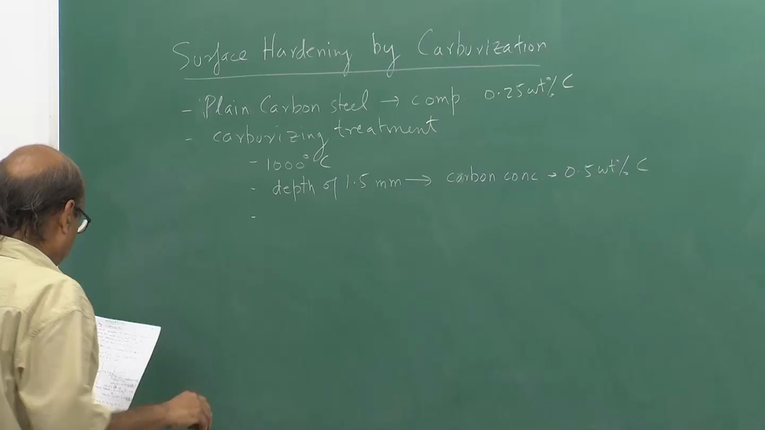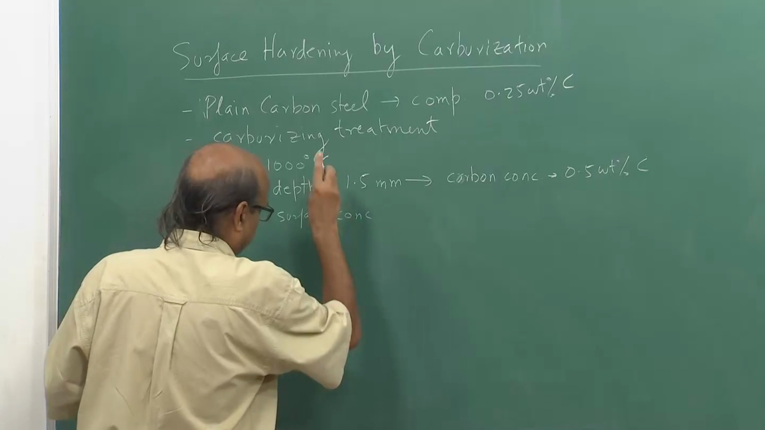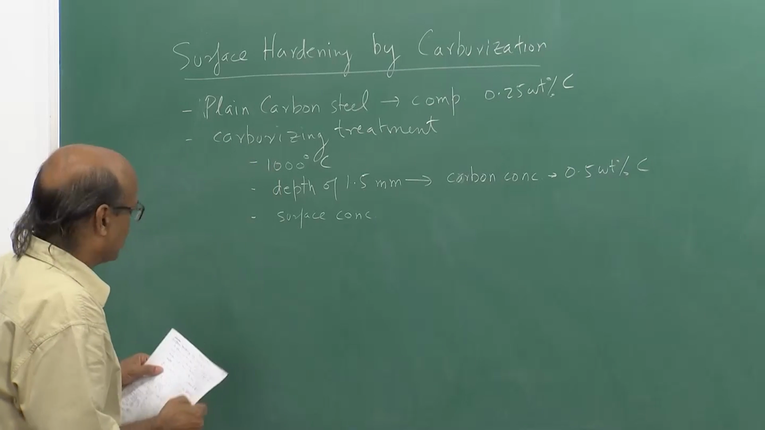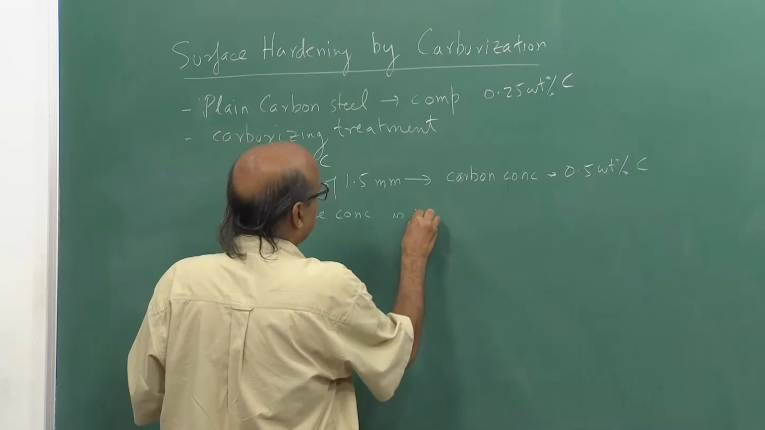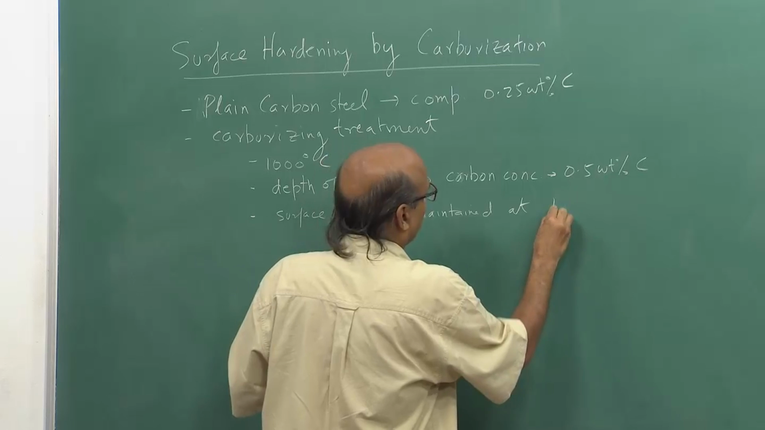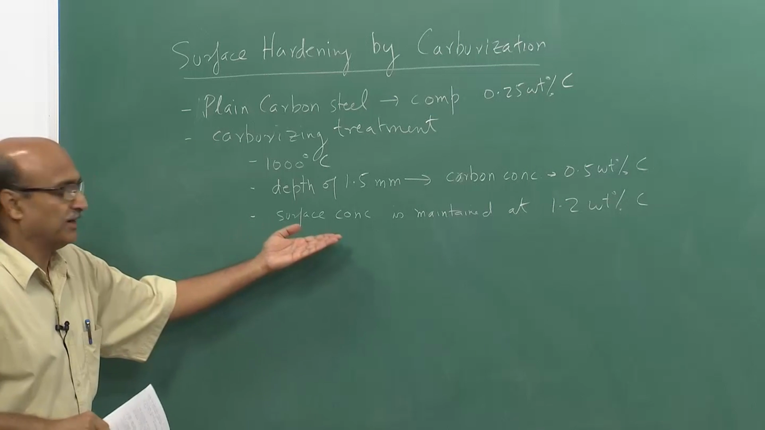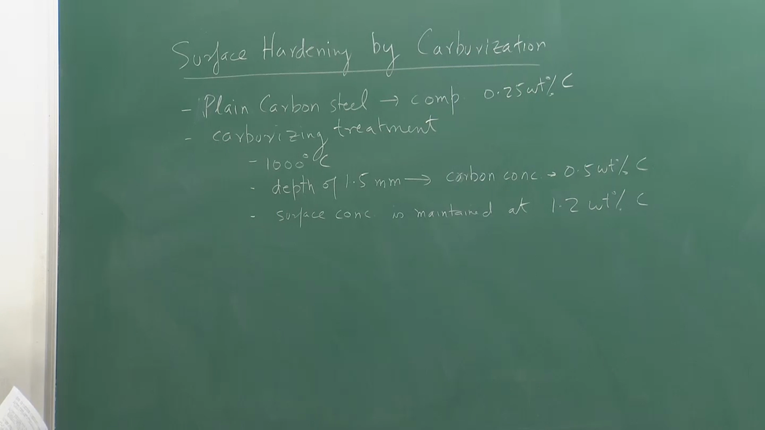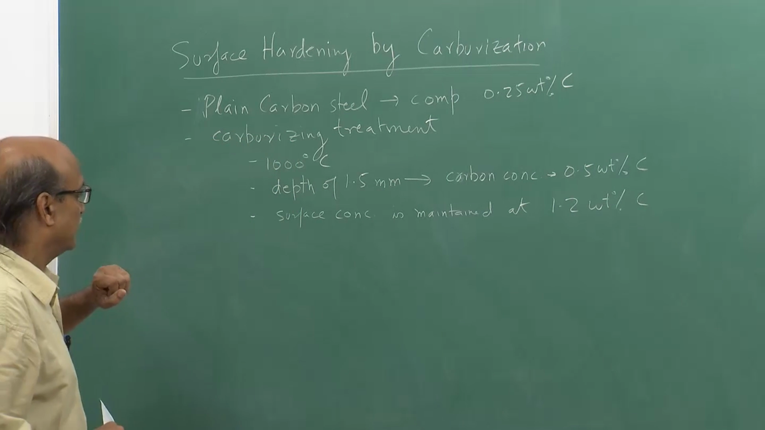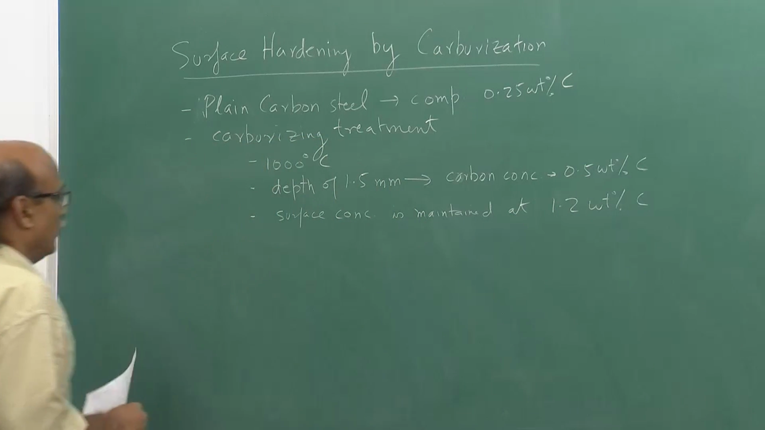In order to do this, the surface concentration through that carburizing atmosphere is maintained at 1.2 weight percent carbon. So, typically a carburizing atmosphere would be a gaseous atmosphere kept at 1000 degrees centigrade, so that the surface concentration throughout the carburizing treatment is kept at 1.2 weight percent carbon.